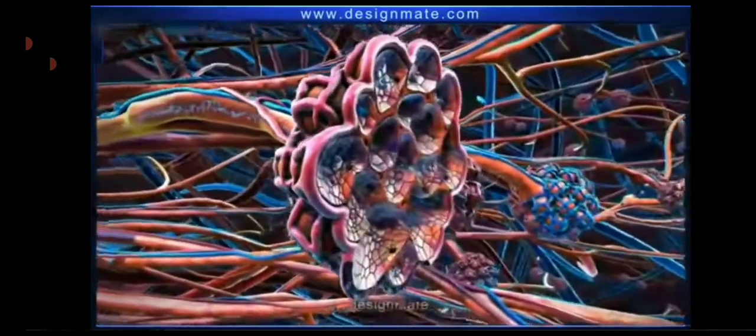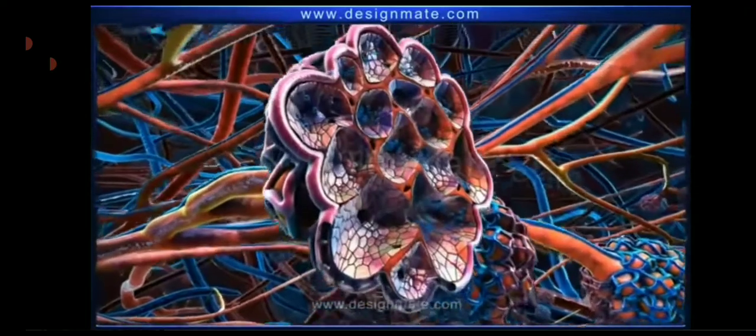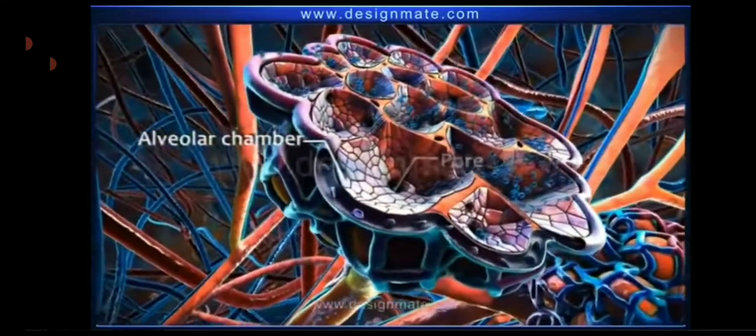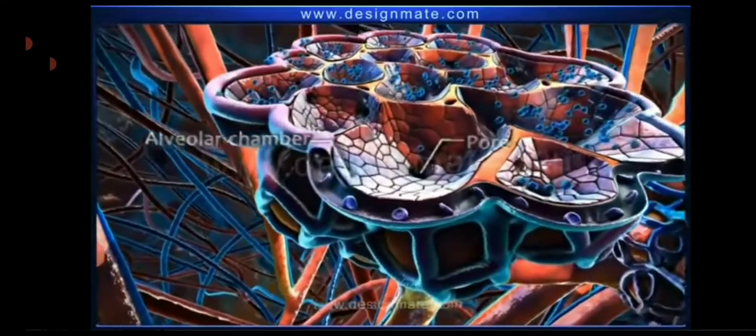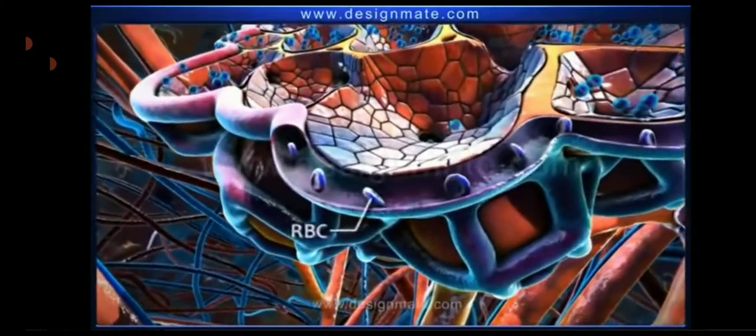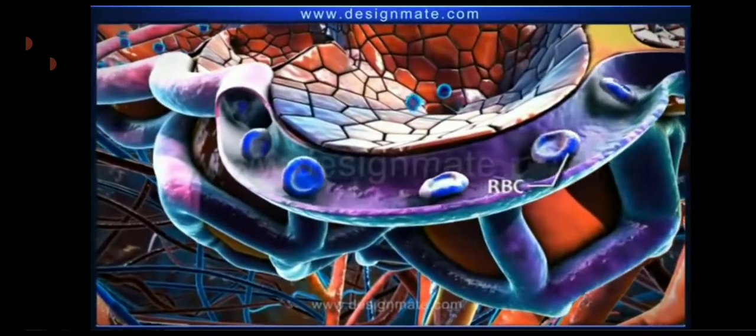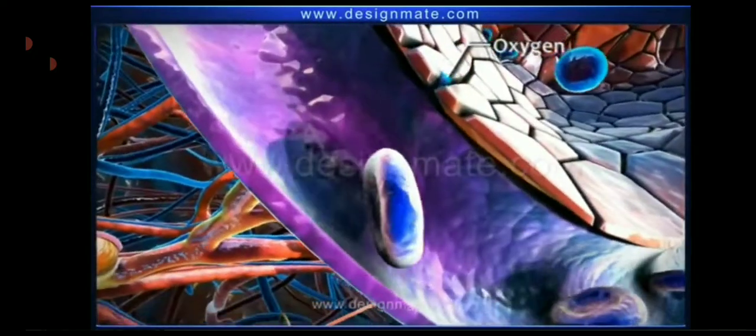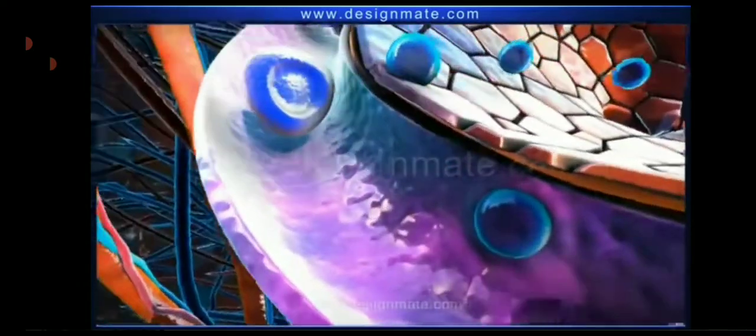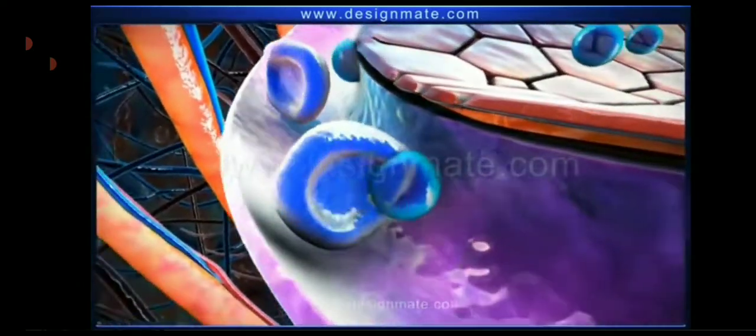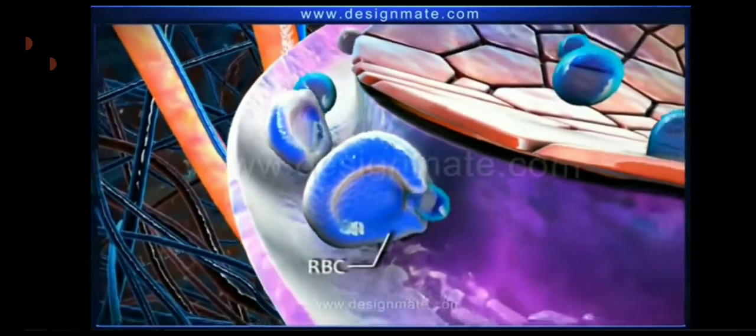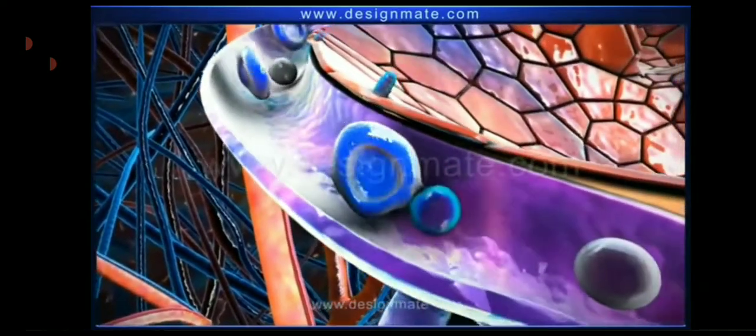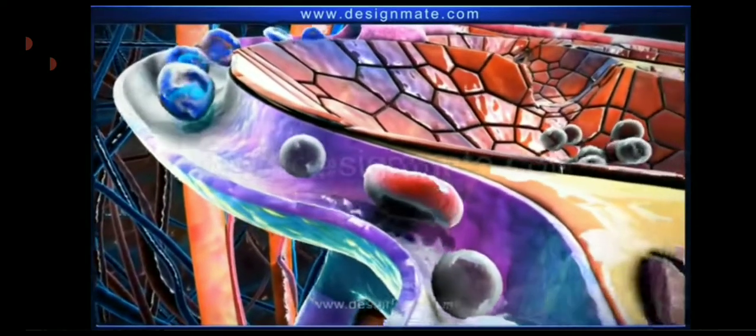A section of one alveolus shows the presence of numerous alveolar chambers with pores. Blood containing RBC is seen flowing through the capillaries. The oxygen molecules from the alveolus diffuse into the capillary and then get absorbed by the bluish purple RBC. This causes oxygenation of the RBC, and the transition in color from bluish purple to red is observed.